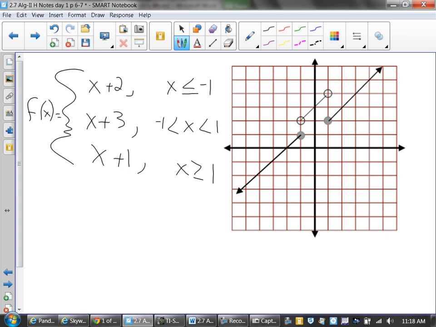All right. Yeah, I'm on like a different graph. Yeah, because it's out of order. I'll have x plus 1 at first, but you have x plus 2 first.